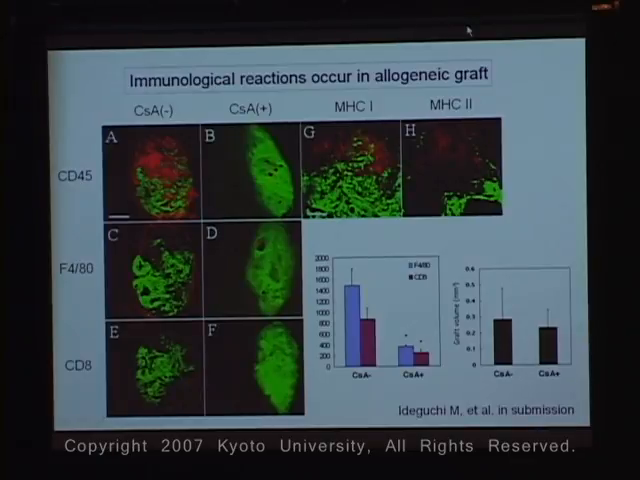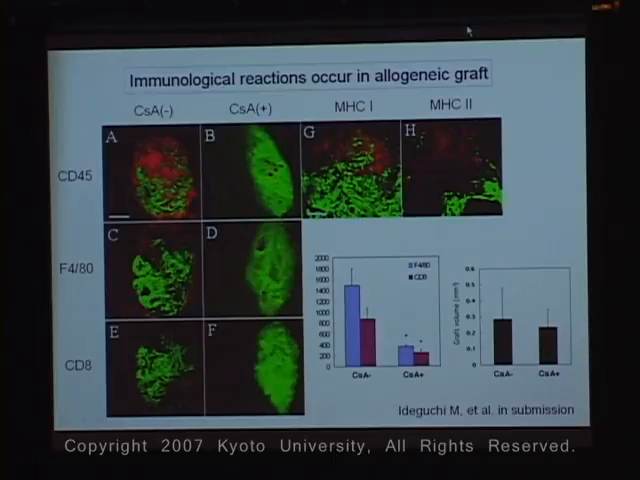And we also have to think about the immunological reactions by the host brain. This is the pictures 8 weeks after allogenic graft in the mouse brain. As you can see, without immunosuppression, without cyclosporine treatment, the number of CD45 positive leukocytes, F480 positive microglia or macrophages, or CD8 positive cytotoxic T cells are accumulating or invading into the graft. And by the treatment of the cyclosporine, these accumulating cells are reduced.